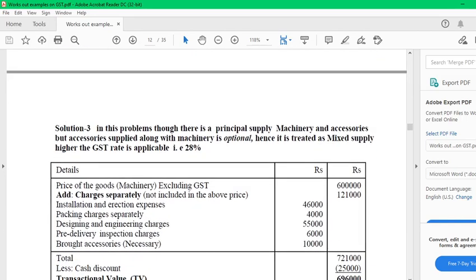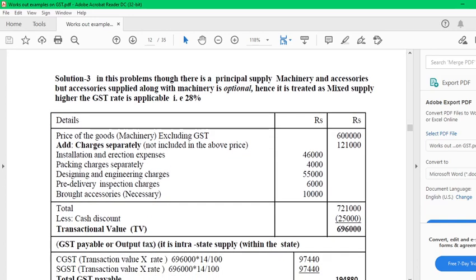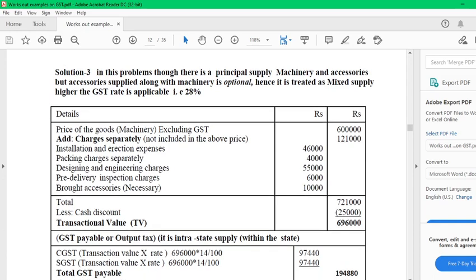Now price of the goods 6 lakhs, then charges are given accordingly, total 1 lakh 21 thousand comes: installations, packing, designing, pre-delivery and what is necessary. It is necessary, but it is optional from the point of view of the seller. It is not a blended supply. Be very clear and underline this. Under such cases, after 25,000 cash discount, 6,96,000 is there. Though it is a necessary accessory, it is optional from the point of view of the seller.